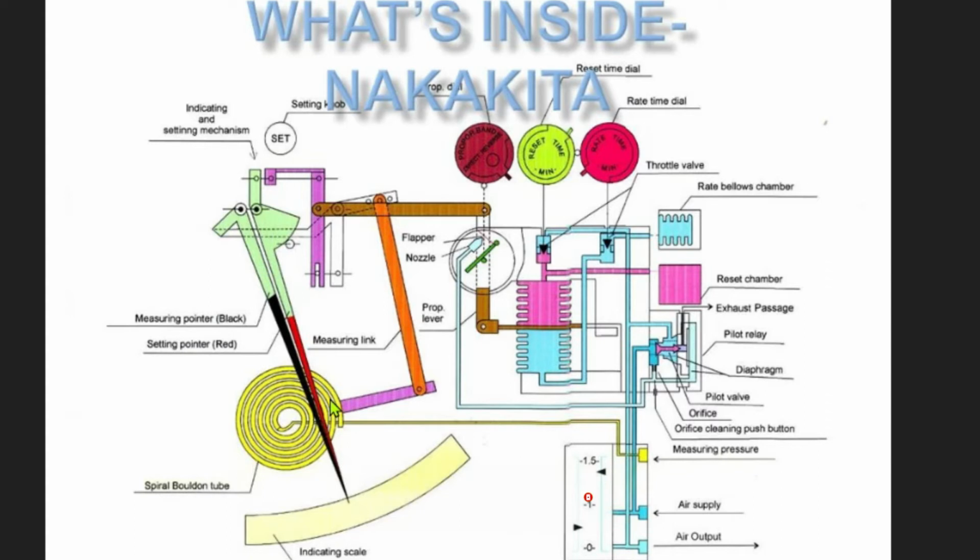Similarly, the Bowden tube is connected to this lever and another lever is connected to the black pointer, so that when the measuring pressure sensed by the sensor comes into the Bowden tube, it tries to expand itself and moves these linkages, which results in the pointer moving on this scale. This will also result in moving of this flapper arrangement.